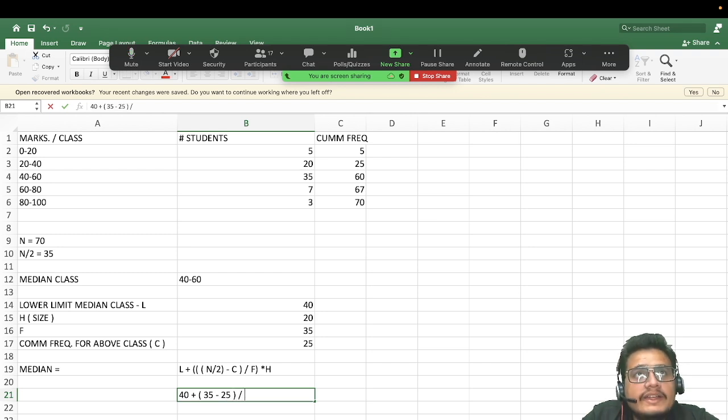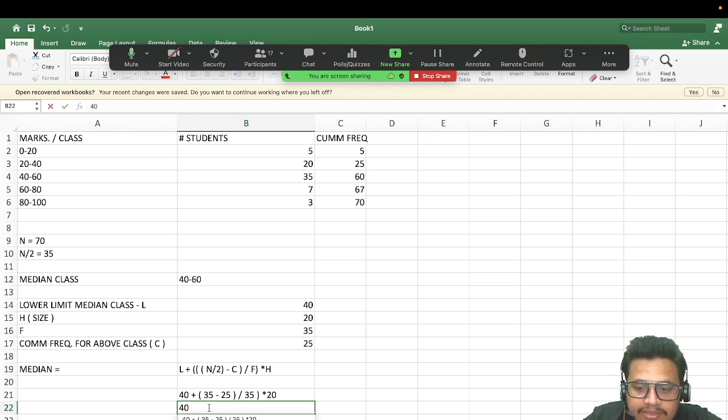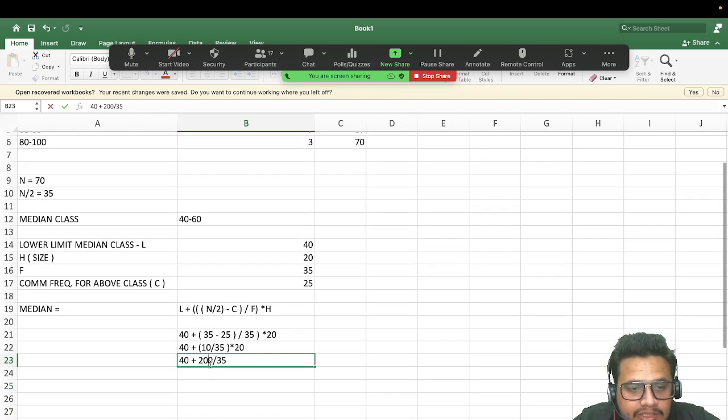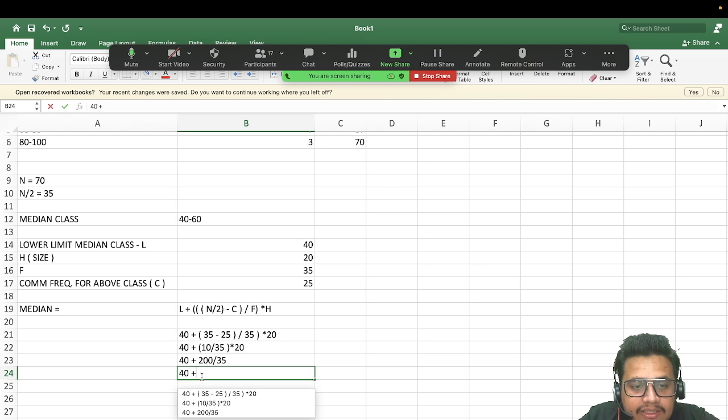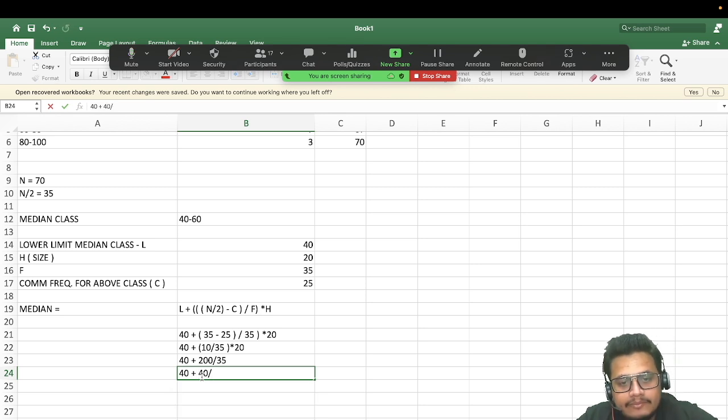right, divided by f 35, whole into h. h क्या है आपका साइज ऑफ द क्लास, जो कि है आपका 20, राइट. सो क्या हुआ 40 प्लस 10 डिवाइडेड बाय 35 मल्टीप्लाइड बाय 20, राइट. इसको आगे सॉल्व करते हैं. 40 प्लस 200 डिवाइडेड बाय 35, राइट. अगर मैं इसको 5 पे डिवाइड करता हूँ तो it will go 40/7. 40 plus 40/7, this is my median.